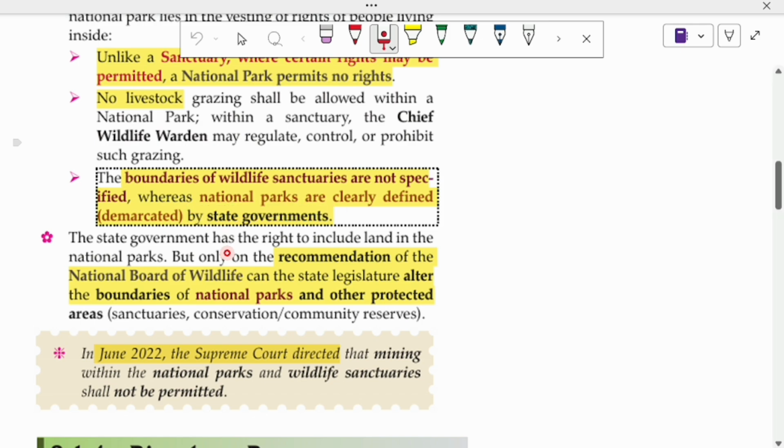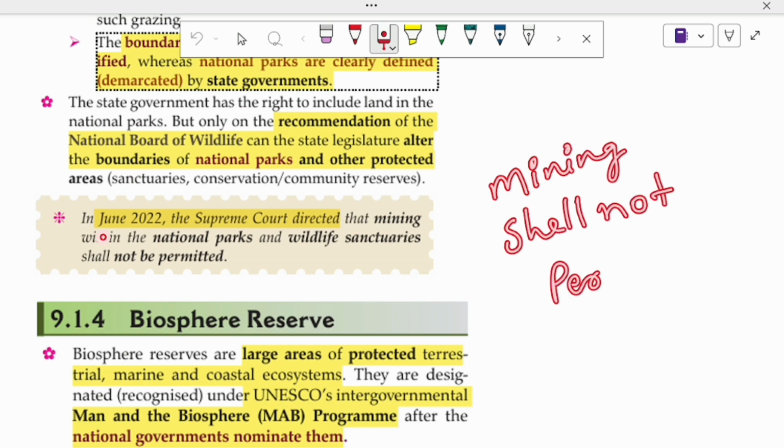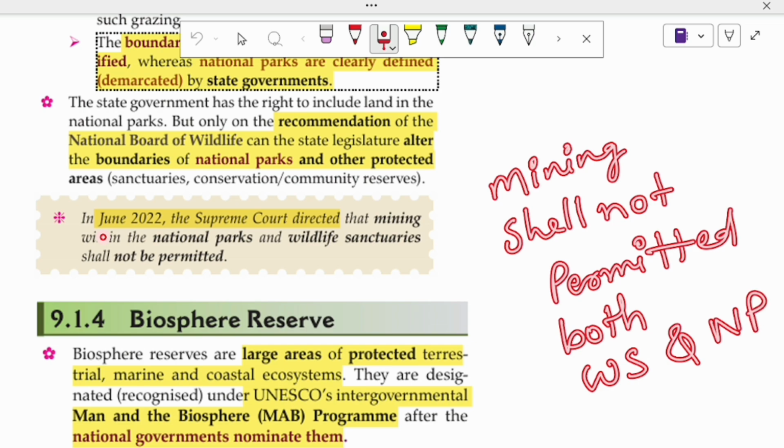The state government has the right to include land in the national park, but the state legislature can alter the boundary of the national park only on the recommendation of the National Board of Wildlife. In June 2022, the Supreme Court directed that mining within national parks and wildlife sanctuaries shall not be permitted.